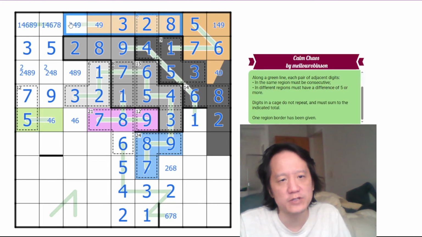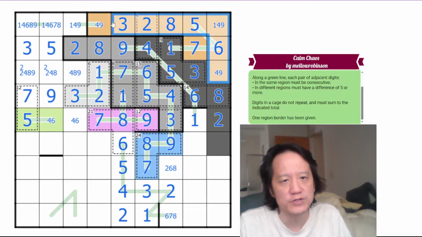This can't be 8 because of 8 in the row. So these have to be different cells. Because those are different cells, this must be part of the orange region because there's no other place for the orange region to go. This becomes a 4-9 pair. That forces this to be 1. This is done as a region. The dark region cannot block off the 1, so it has to go down.